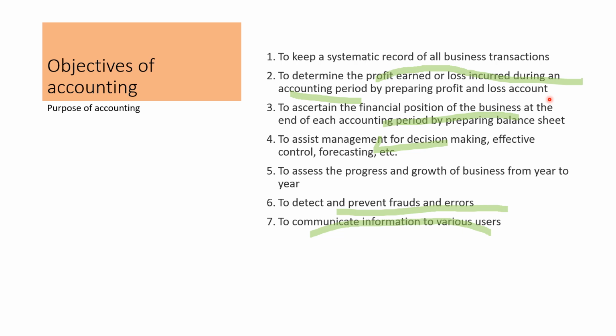So you can analyze the profit earned or loss incurred by the company and which products are bringing profitability and which are giving the losses. Now, third one, obviously you can analyze the financial position of the business at the end of each accounting period by preparing the balance sheet. Why I'm saying this? Because balance sheet shows you the assets and the liabilities. So whatever amount of assets you have should be equal to the amount of liabilities. That means it shows you after every accounting period.